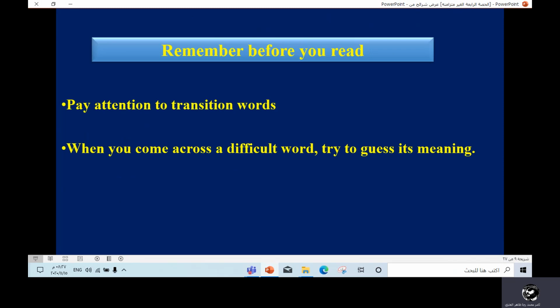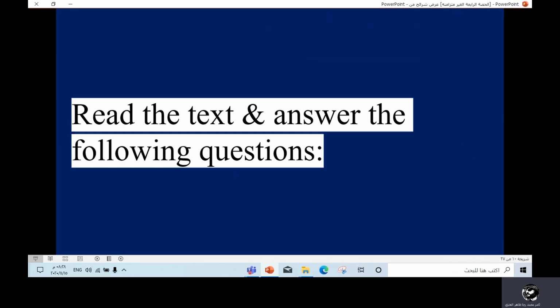Remember, before you read, pay attention to transition words, and when you come across a difficult word, try to guess its meaning. Now it's time for reading, my dear students. Let's read the text and answer the following questions together.